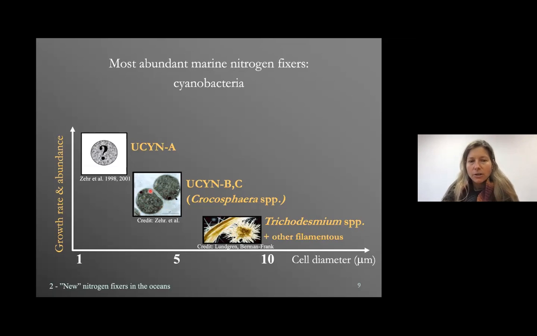And a third group was also described thereafter, called UCNA. This one is a little more mysterious. It's smaller than UCNB and C, so potentially it is even more abundant. The first two are cultured today, and the third one is still not, unless I'm late on the literature, but I don't think it's been cultured yet. It's actually symbiotic, so it's very difficult to keep it in culture.